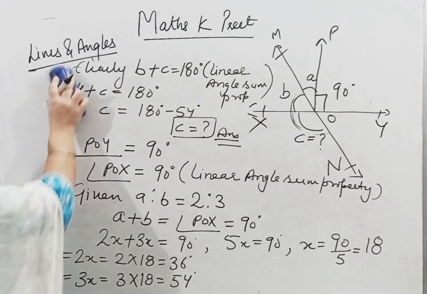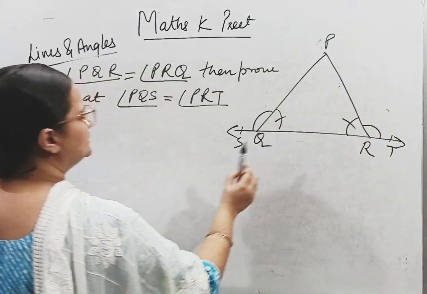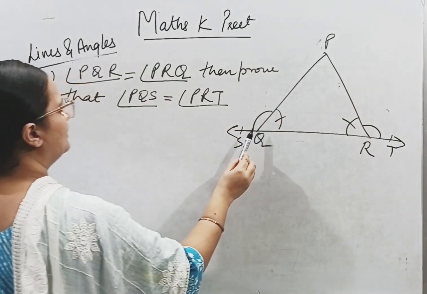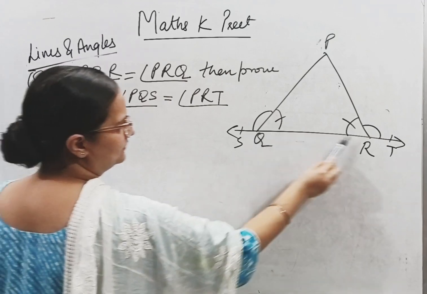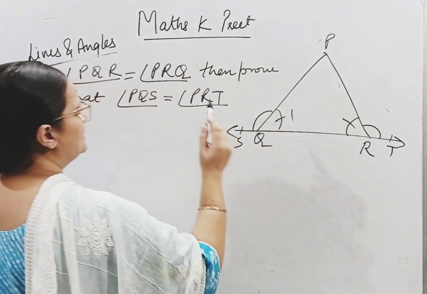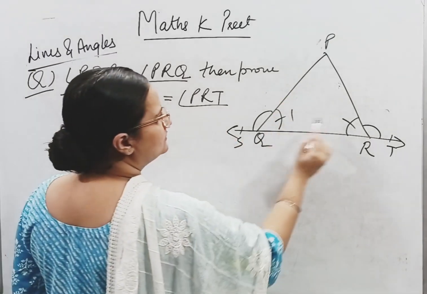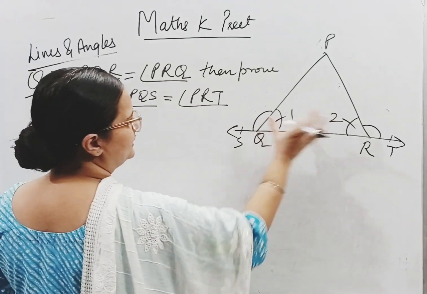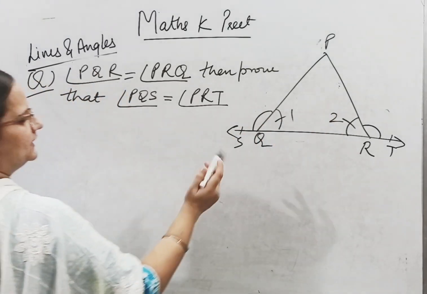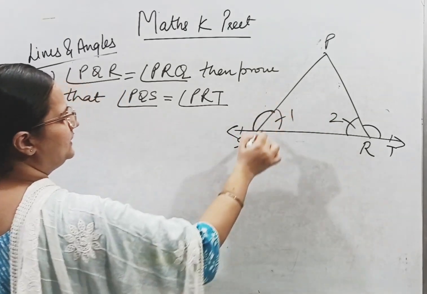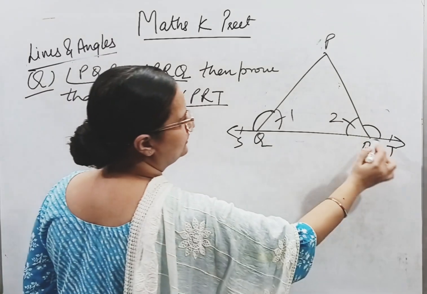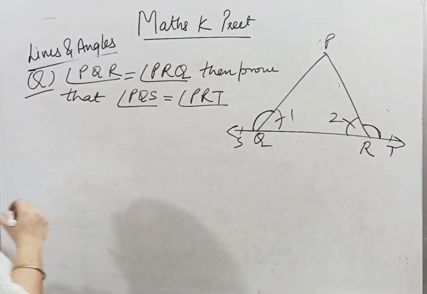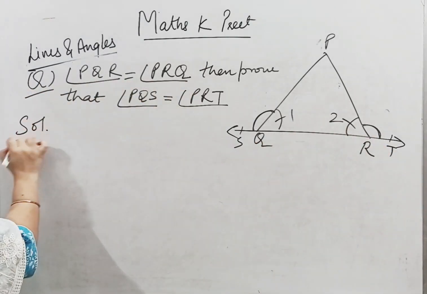Let's see the next question. This figure is given to us. This angle PQR, mark it as 1, is equal to PRQ, mark it as 2. These two angles are equal, and we have to show that this angle PQS is equal to PRT. Let's see the solution.